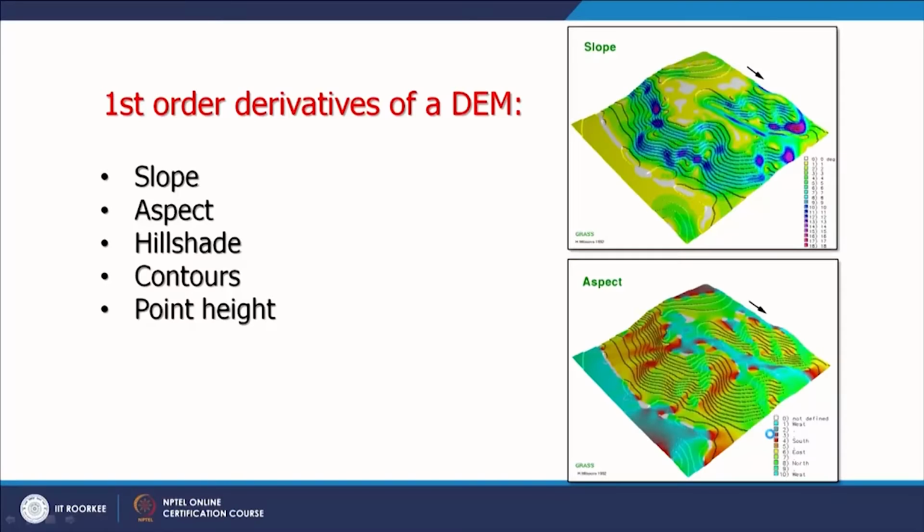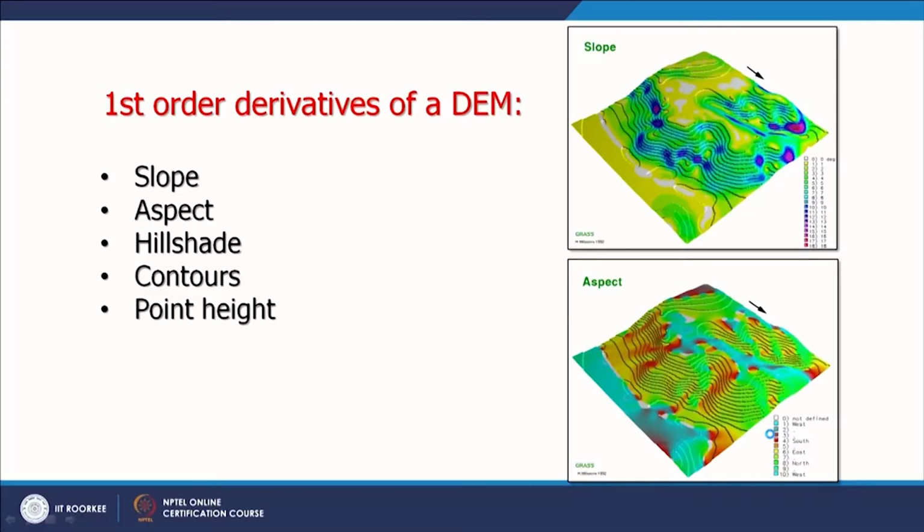Now the DEMs and derivatives which we have been discussing, what we have completed so far is the first order derivatives, or primary derivatives also. Some people would like to classify them as primary, secondary, tertiary, but if I say first order derivatives, among them is the slope, a very common one, then the aspect, and then hillshade. We can put these in the first category. Contours also, that is discretization, and point heights, creating a 3D point kind of thing.